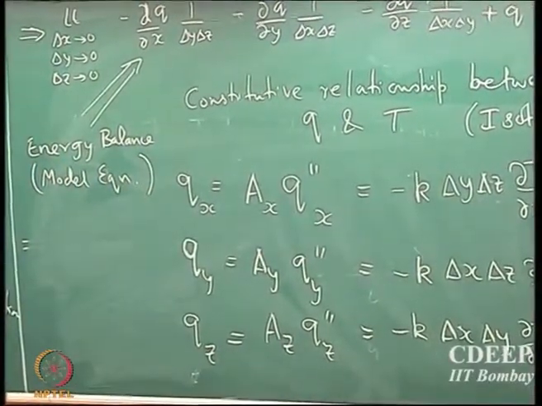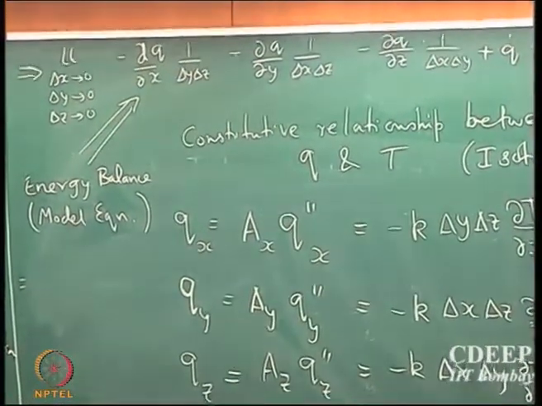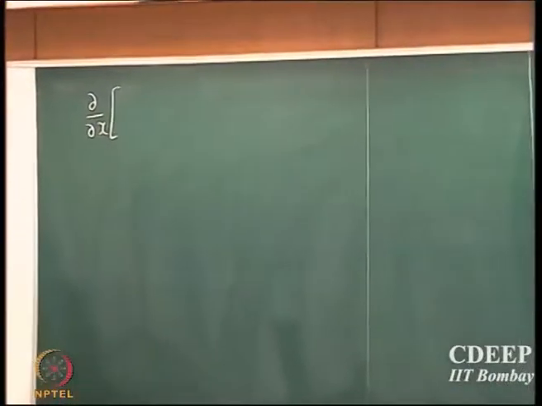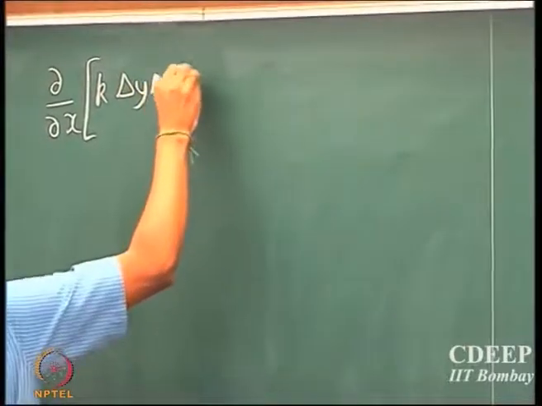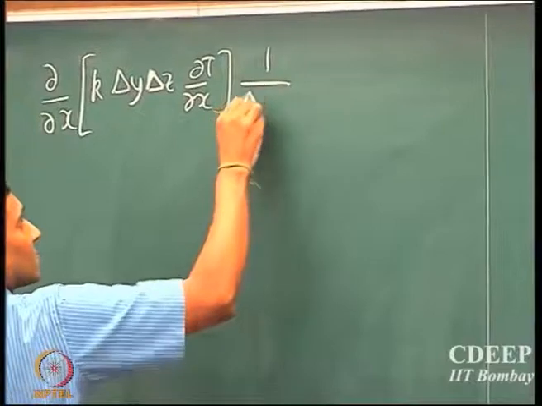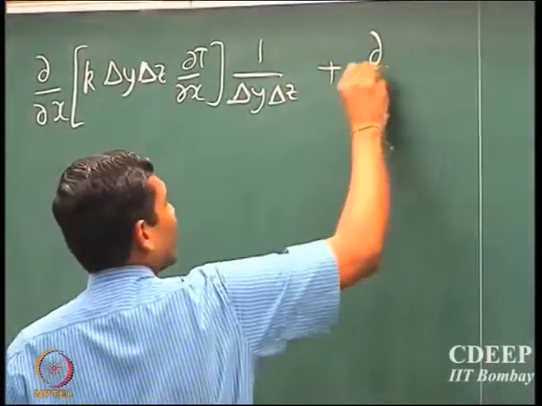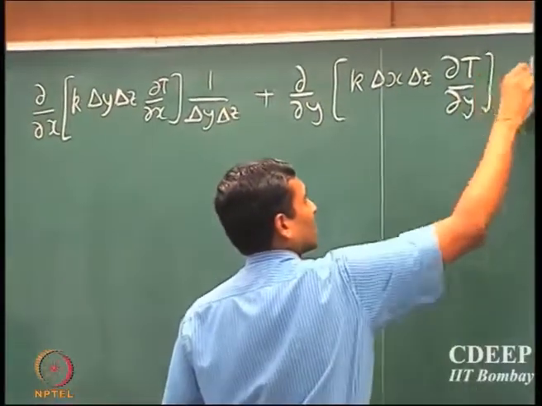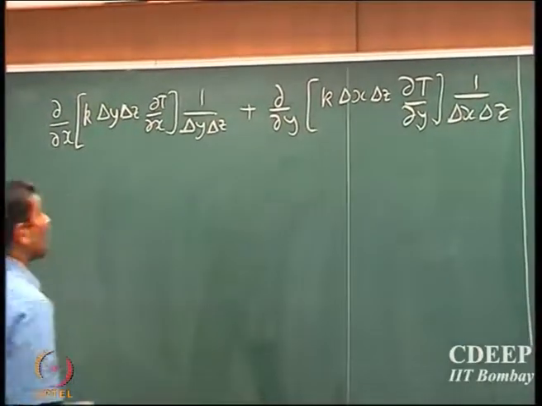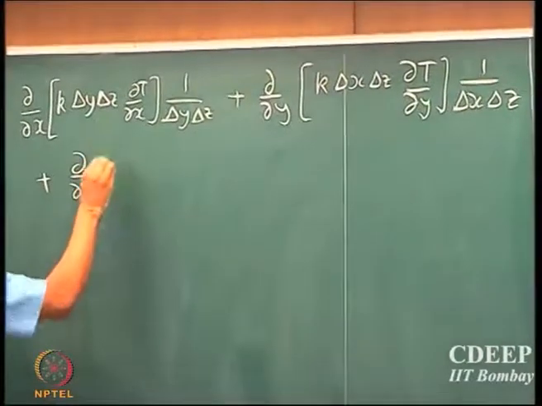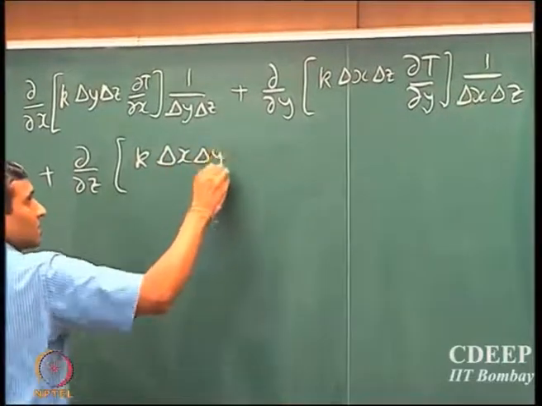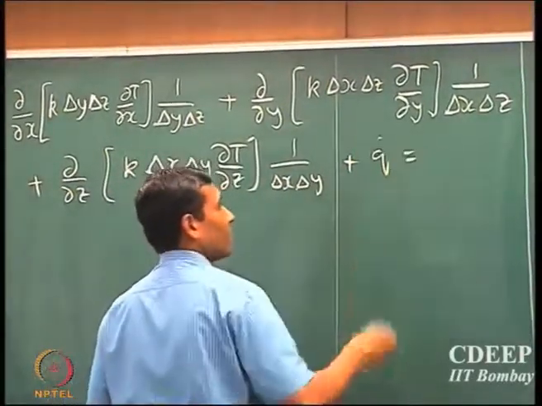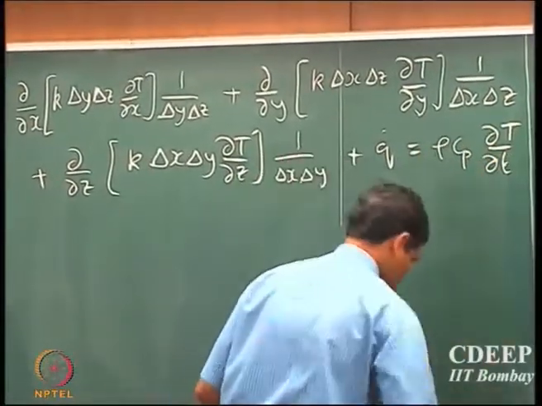That's what is called the model equation. So we can substitute these fluxes from Fourier's law into the model equation: d by dx into k into delta y delta z, plus d by dy into k into ..., plus q dot equal to rho Cp into dou T by dou t.